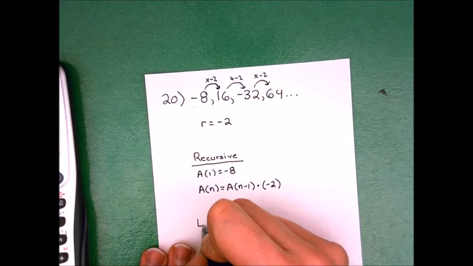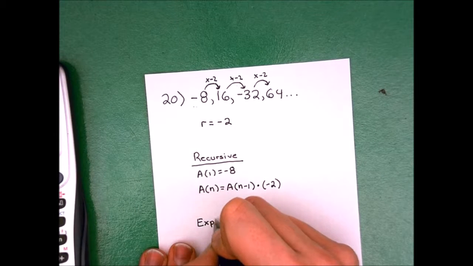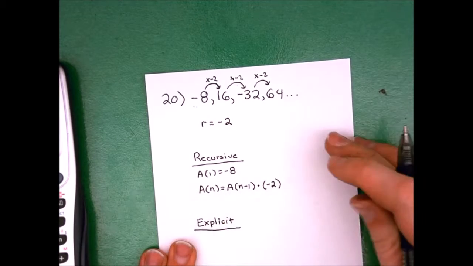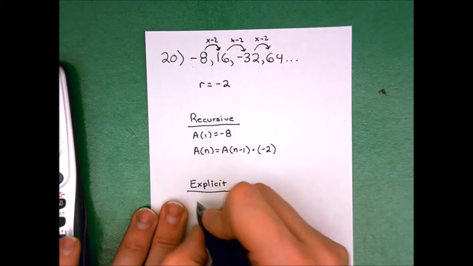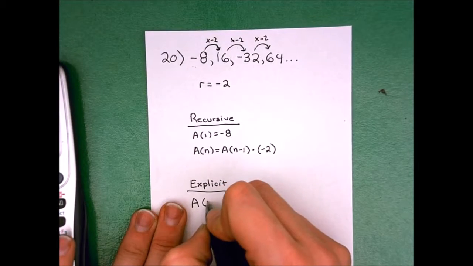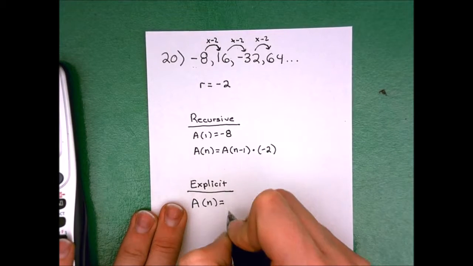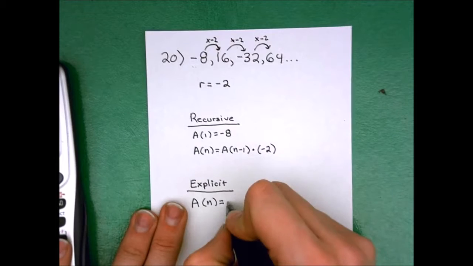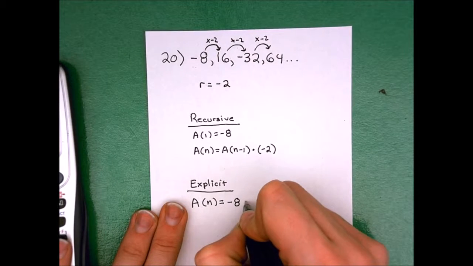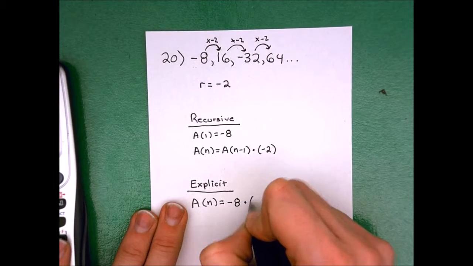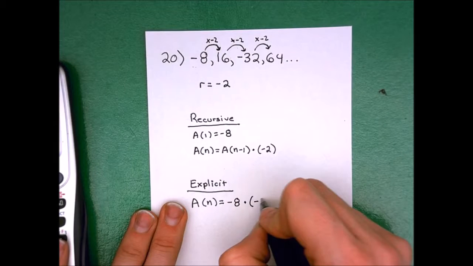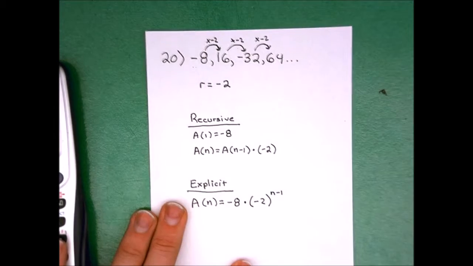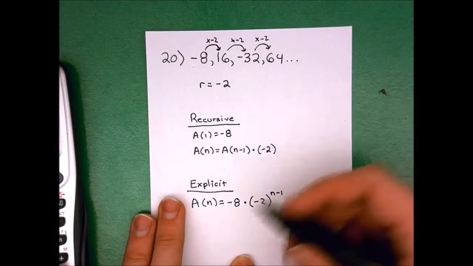My explicit formula is a of n equals a of 1, which is my first term, so -8, times my r, which is -2, to the n minus 1. And that's my answer.